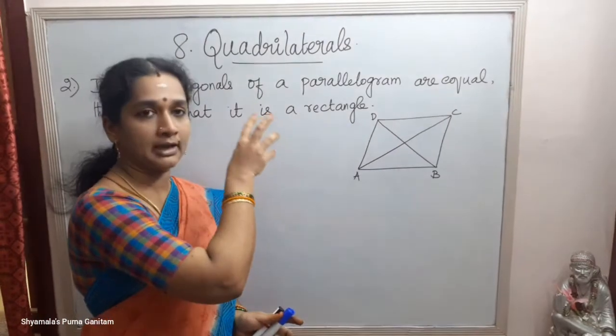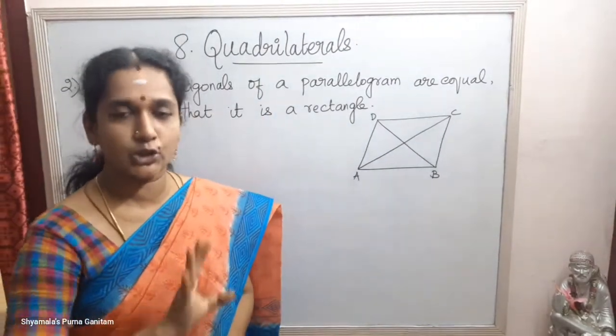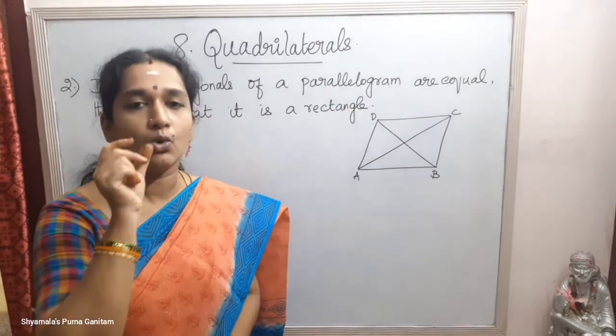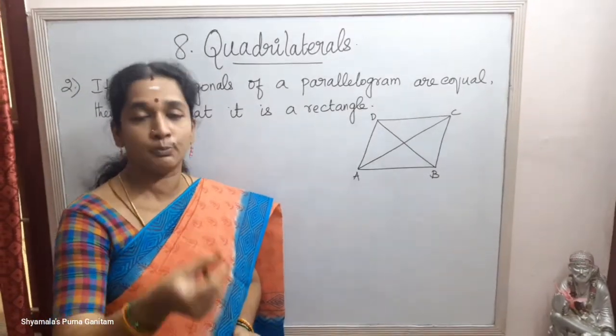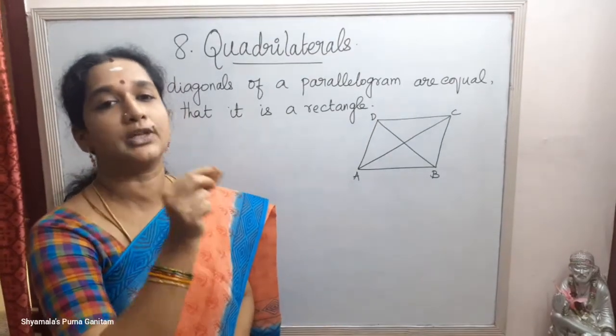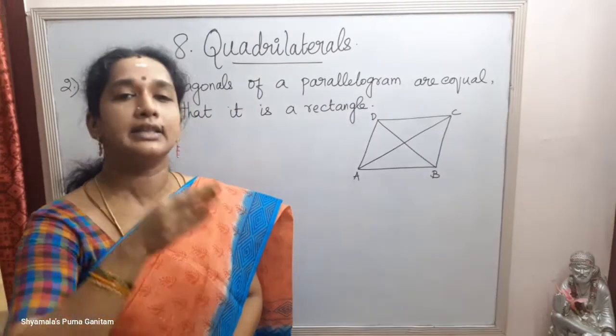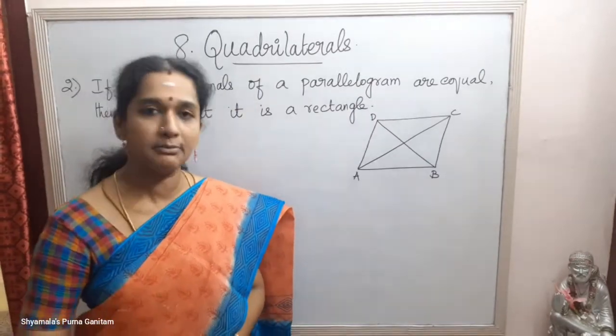So for parallelogram and rectangle, for both, opposite sides are equal. So no need to prove that separately. Only thing we need to prove is 90 degree. If we prove that one angle of the parallelogram is 90 degree, then the whole parallelogram will become a rectangle.